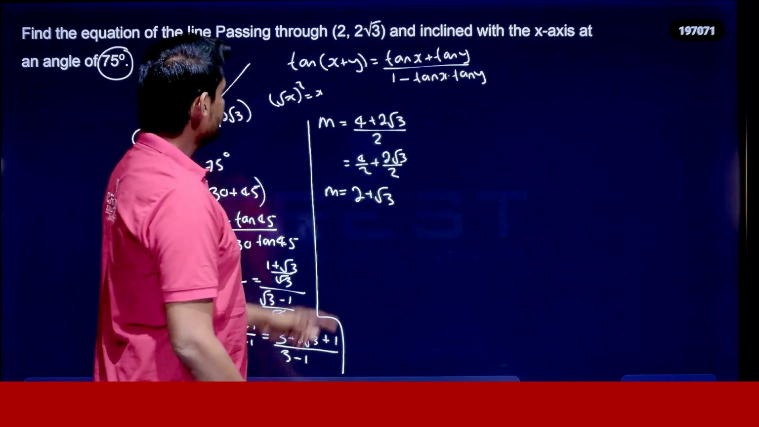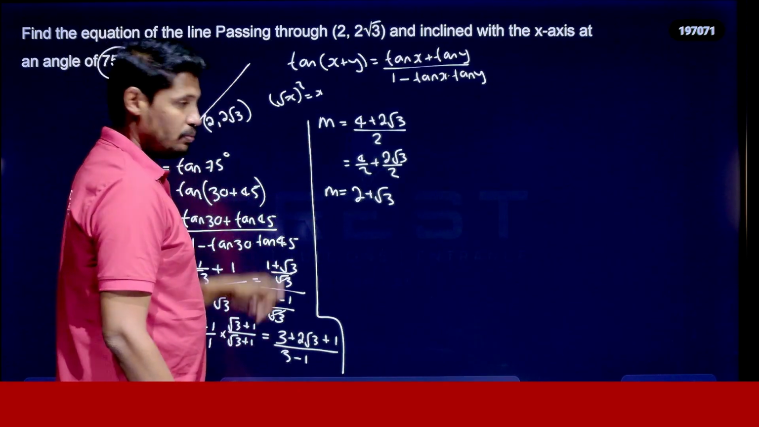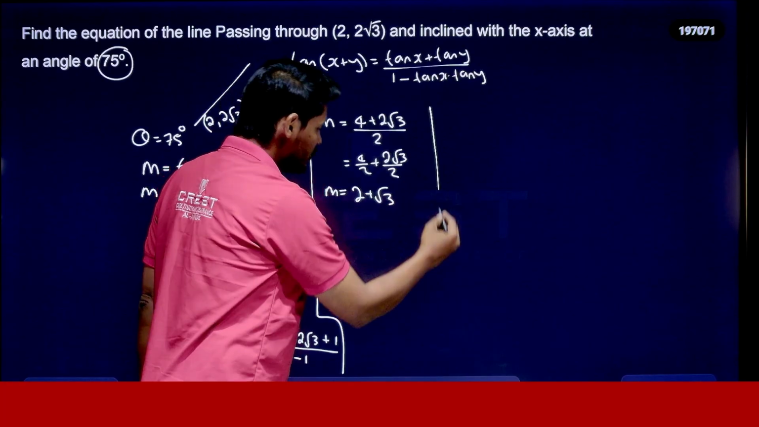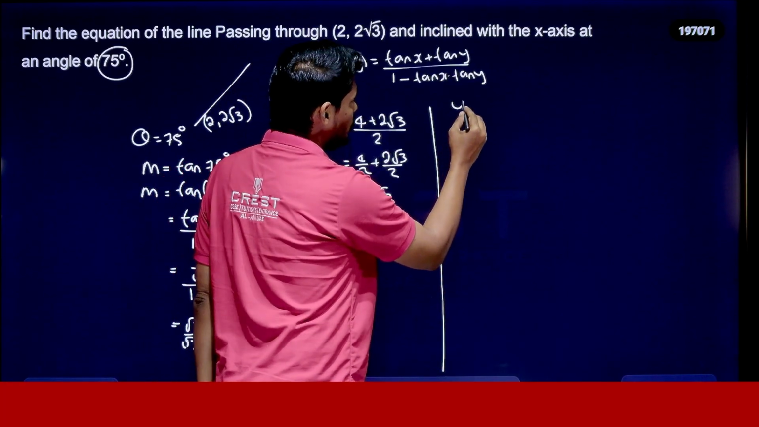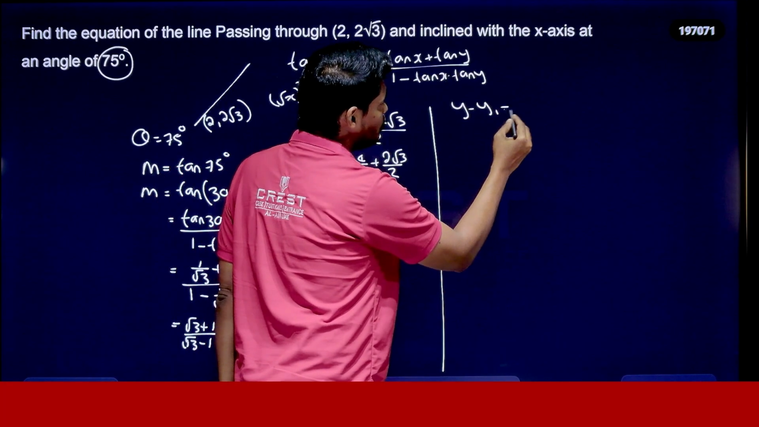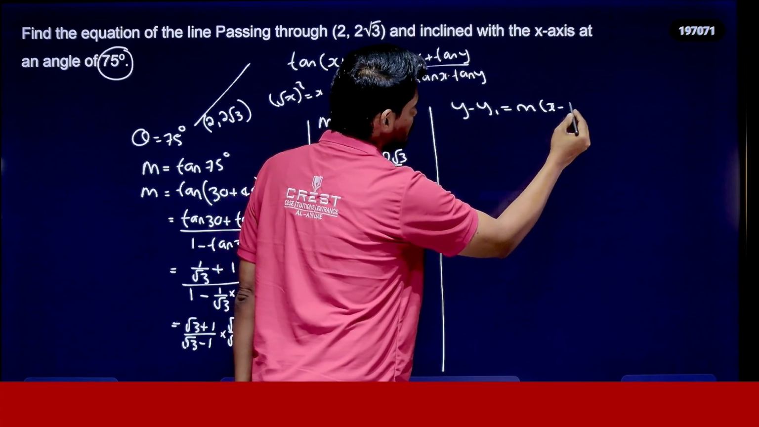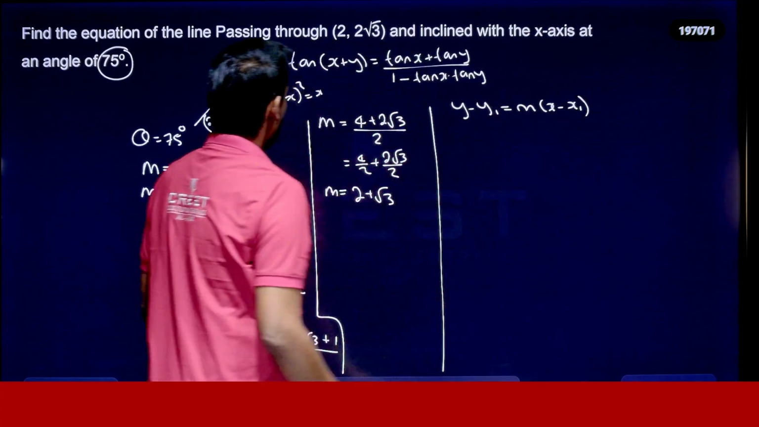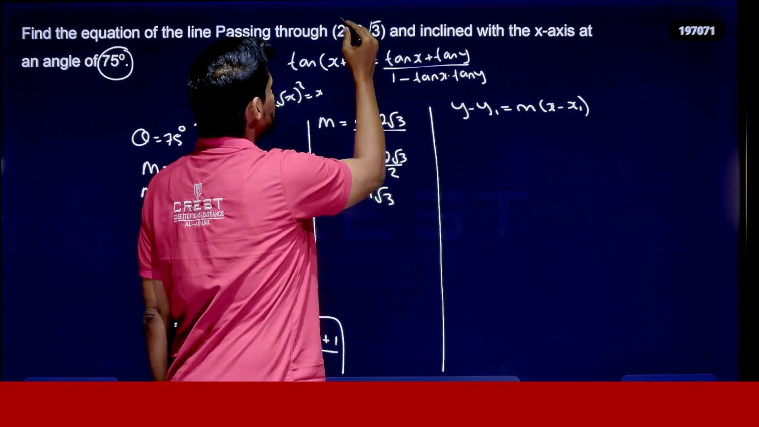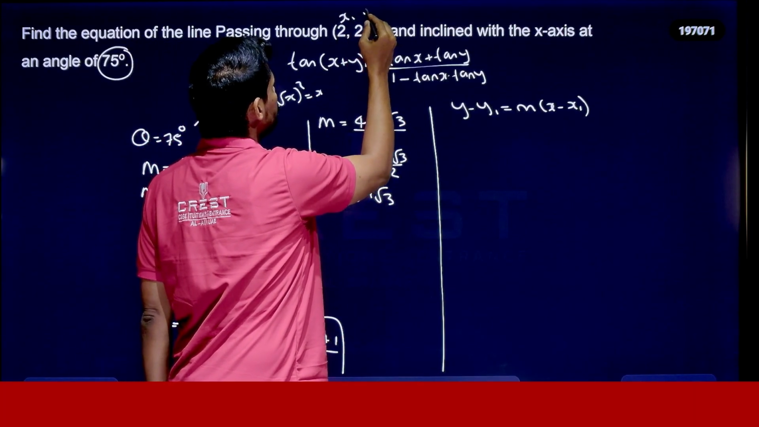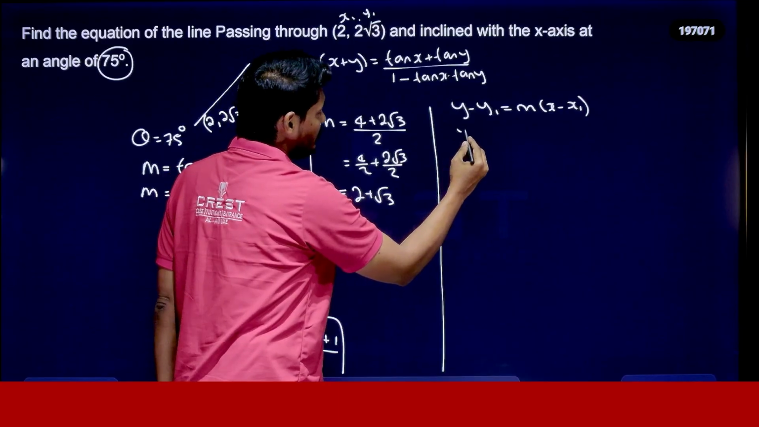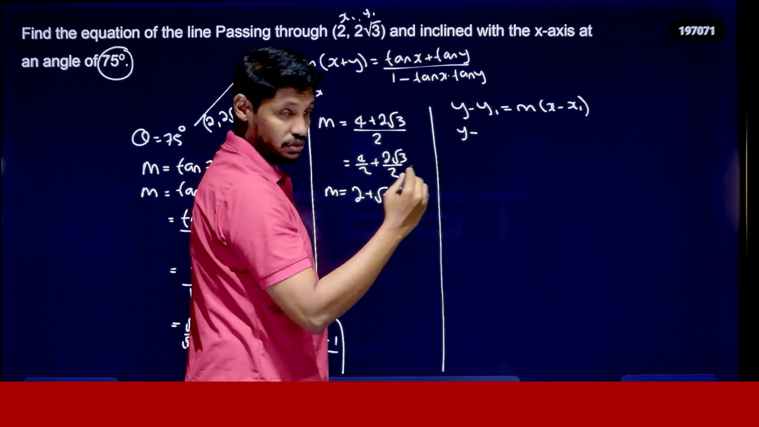Now we have to find the equation of this line. We have point slope form. And what is point slope form? That is y minus y1 equal to m into x minus x1. This is x1, this is y1. So y minus, what is our y1? y1 is 2 root 3.